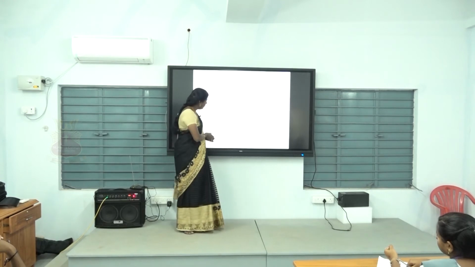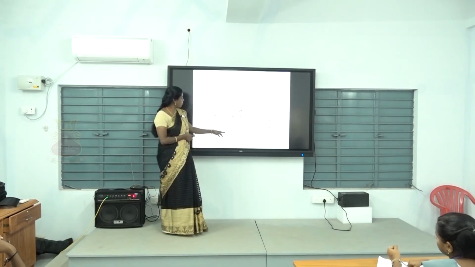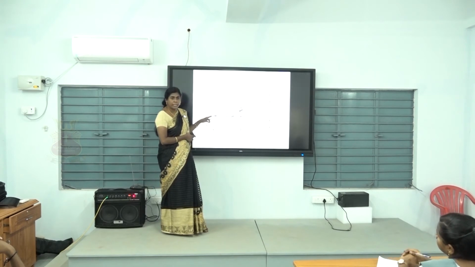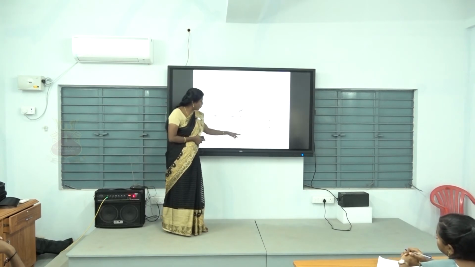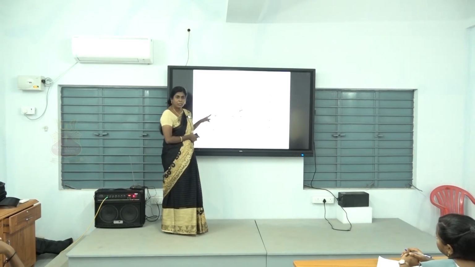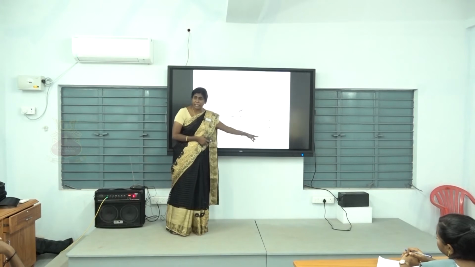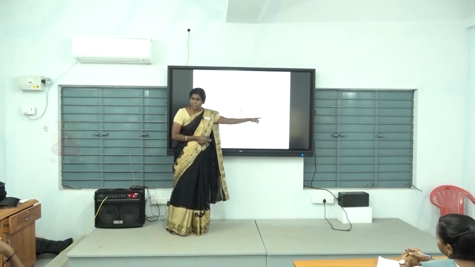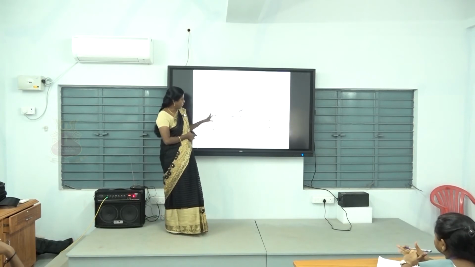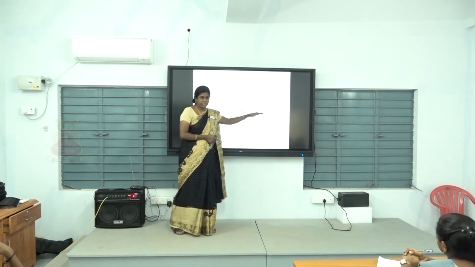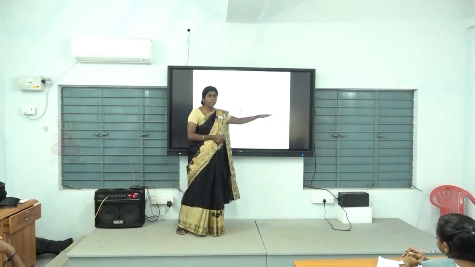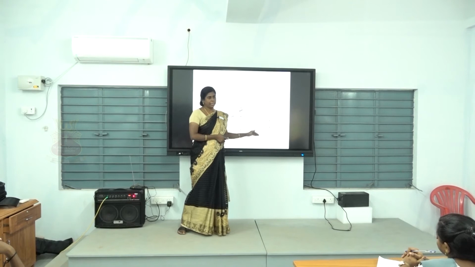Okay. If we produce 500 units, then the fixed cost will be 20. If we produce 1000 units, the fixed cost will be 20. If we produce 1500 units, then also the fixed cost will be 20. So the fixed cost remains constant. So this is the fixed cost line drawn parallel to the x-axis.